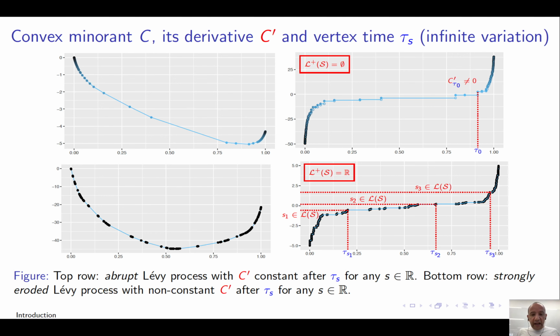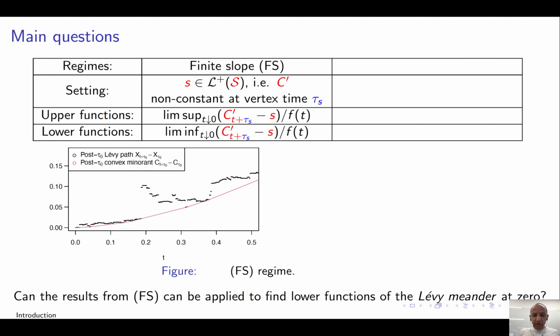Okay. Now, this was just sort of intuitive background. So what are the problems? Let me just recap that quickly. So I have finite slope. I always take S in this accumulation point set of slopes, and then I look at how the derivative grows after the vertex time.